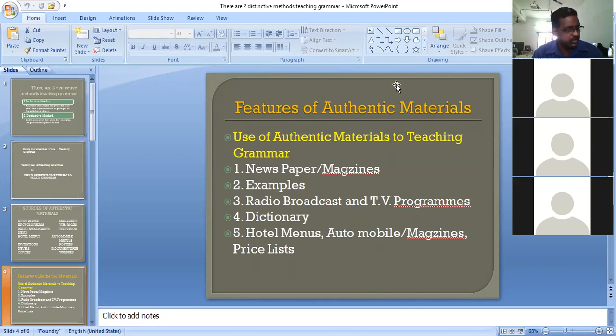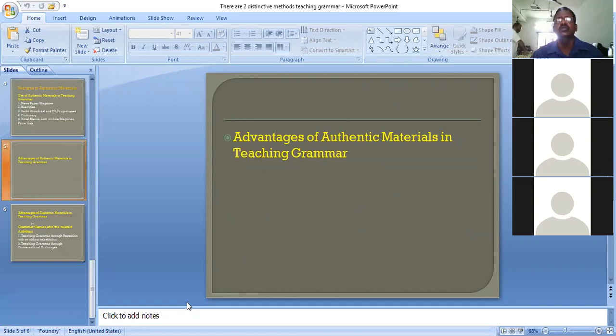Now hotel menus, automobile manuals, magazines, price lists. We have to observe all of them and give them much practice with them. Advantages of authentic materials in teaching grammar. What are the advantages? I am going to teach you this topic tomorrow. Tomorrow means in my next class. Advantages of authentic materials in teaching grammar.